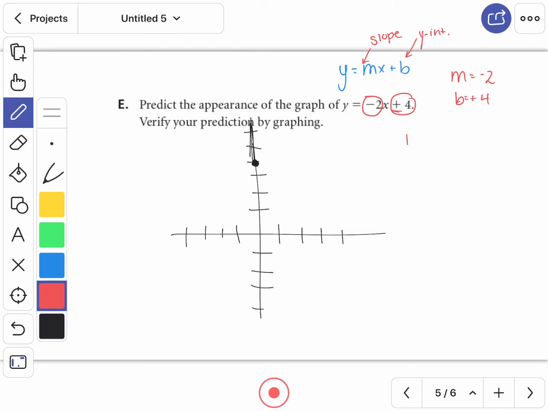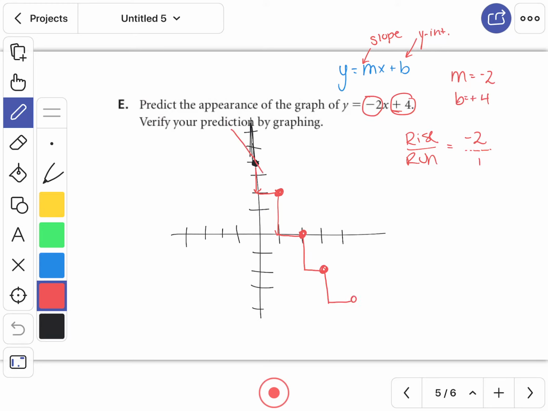So that means rise over run is negative 2, which is technically over 1. So our rise is negative 2. We're going to head down 2 and over 1. And we could draw a point there. We can do that again: down 2 and over 1, and again, down 2 and over 1.